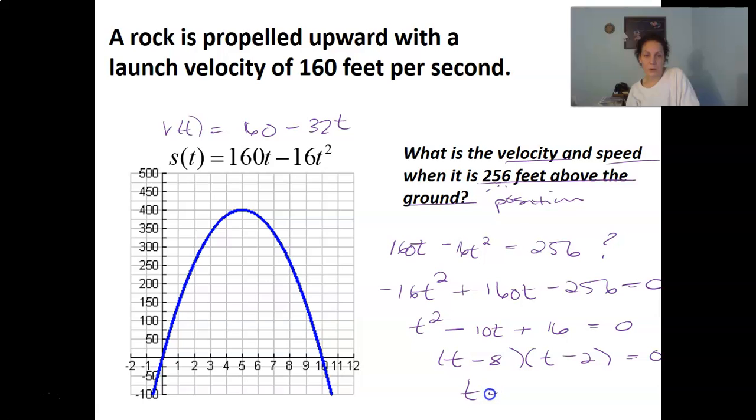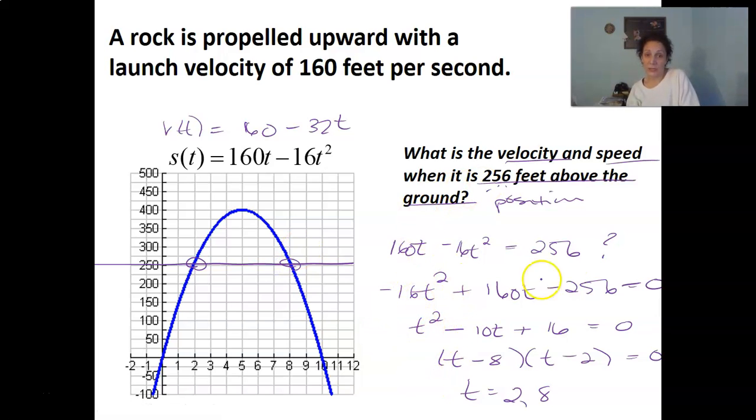So it's telling me that there are two times that my position is 256: 2 seconds and 8 seconds. Again, let's go to our graph. 256 is somewhere in here, and notice it happens right around 2 seconds, and happens again right around 8 seconds. You can see it from our graph.